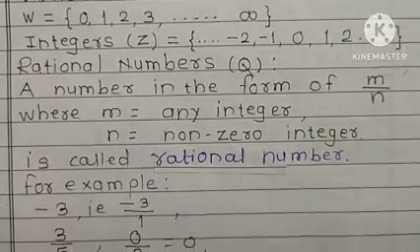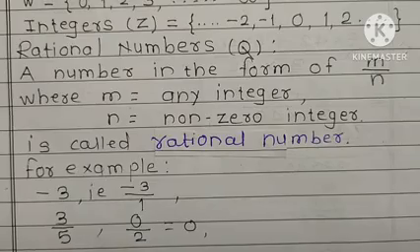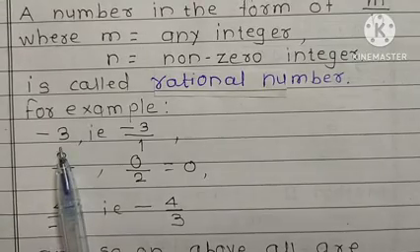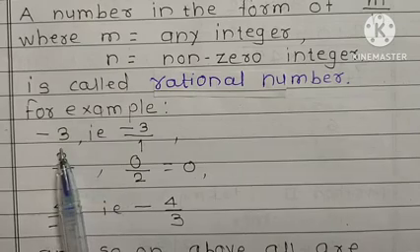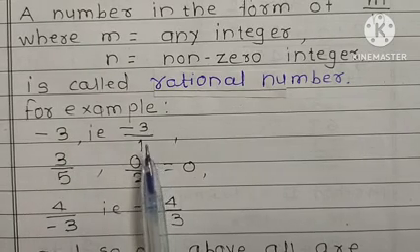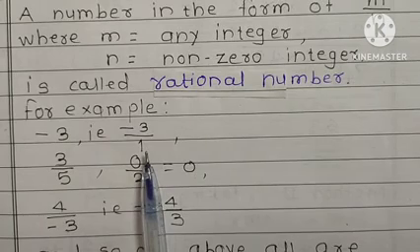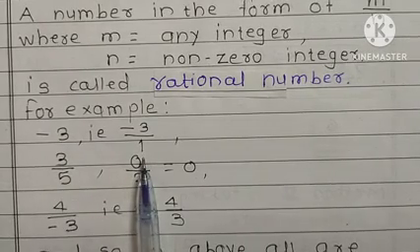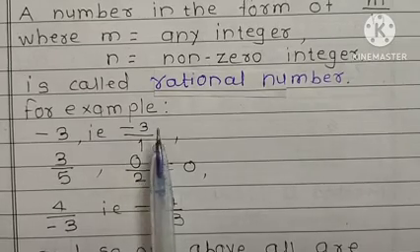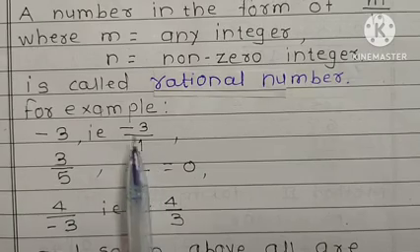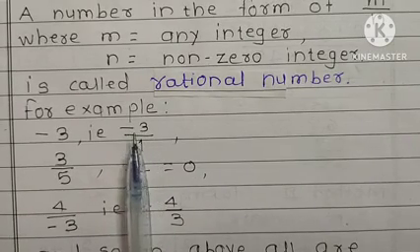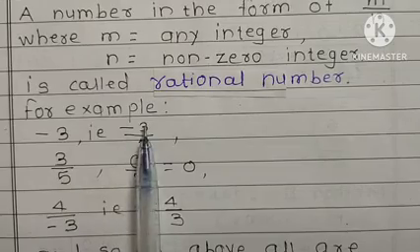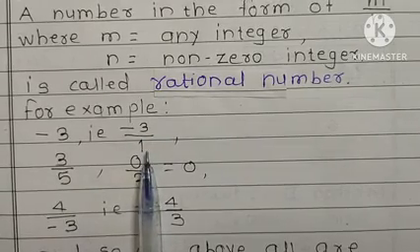For example, suppose minus 3. You can say minus 3 is a rational number. Why? Because you can write minus 3 as the numerator and nothing, meaning 1, in the denominator. So this is in the form of m by n. This is a negative integer, but it is also an integer. So minus 3, that is minus 3 by 1, is a rational number.